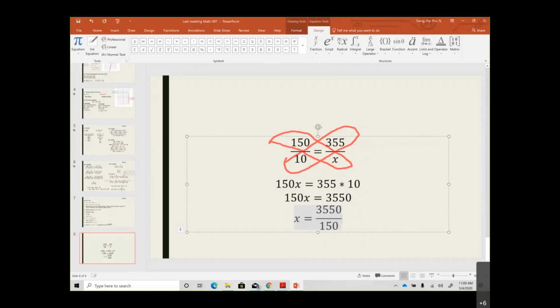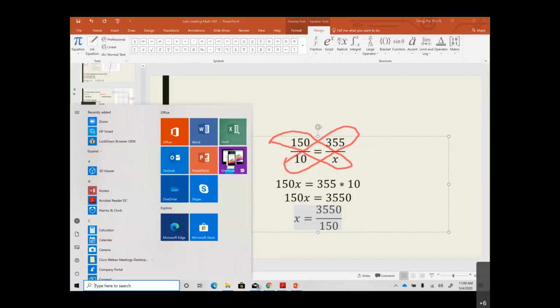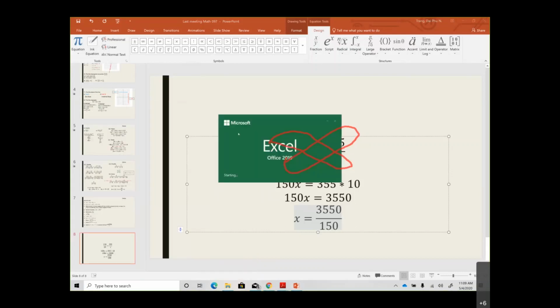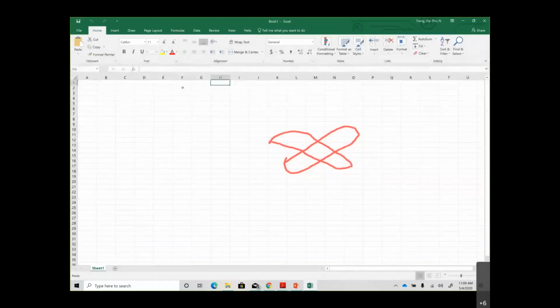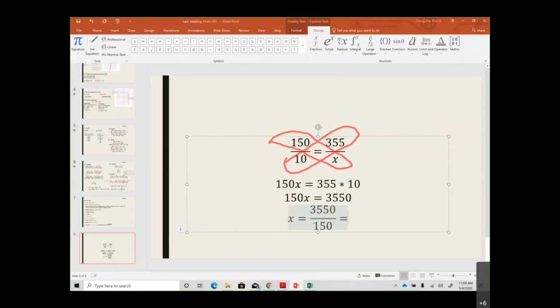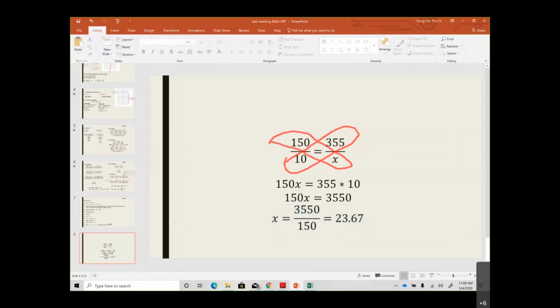You can use your calculator. Let me take this and say 3550 divided by 150, which is roughly 23.6666666, so roughly 23.67, right?